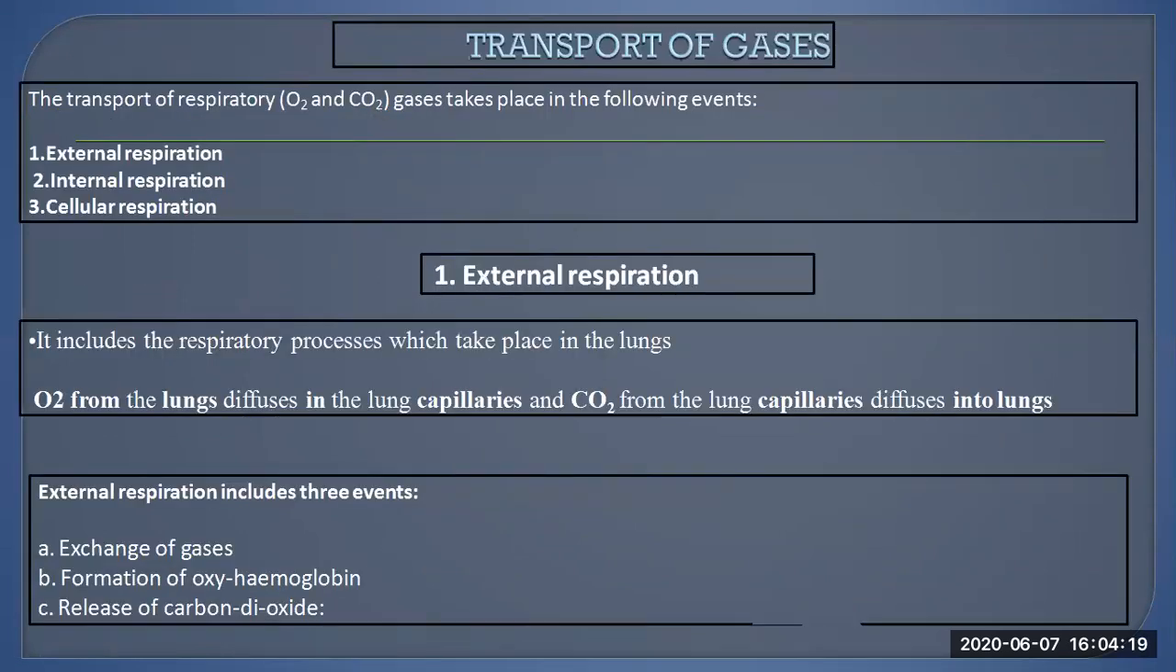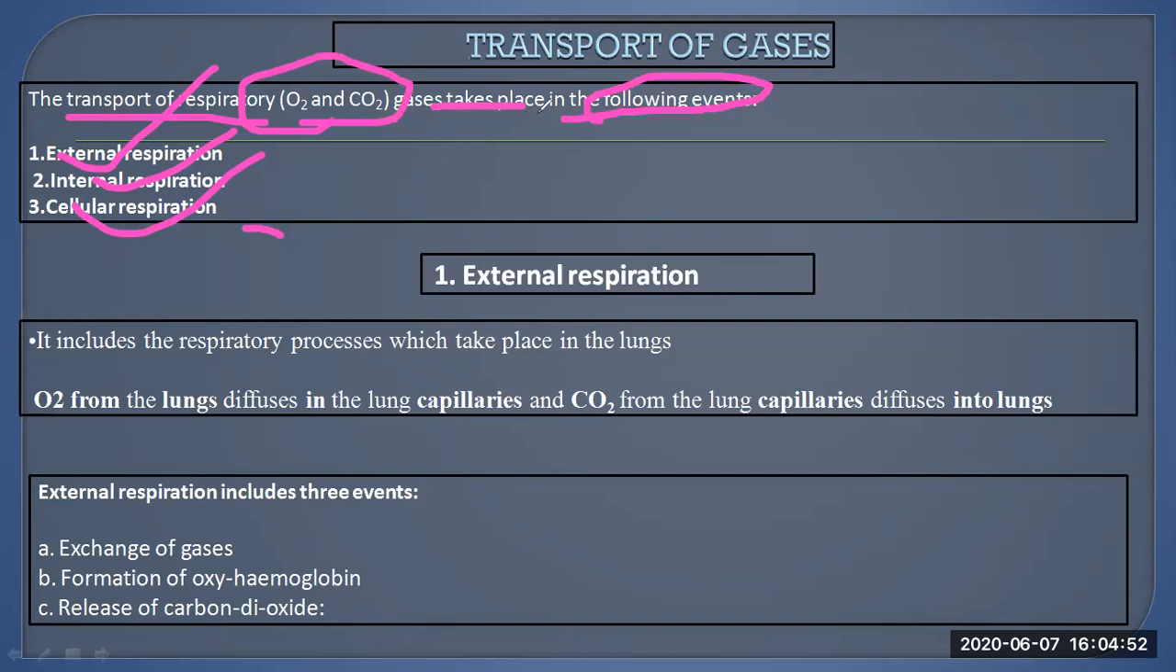Now next is the very important topic of this chapter, and you should focus on this, because this is the hub of your chapter, breathing and exchange of gases. Transport of gases is very important. Now we will see that transport of gases involves 3 different steps. First is external respiration, second is internal respiration, and third is cellular respiration. So these 3 steps are involved. Transport of respiratory oxygen and CO2 gases takes place in the following events. So here there are 3 different events.